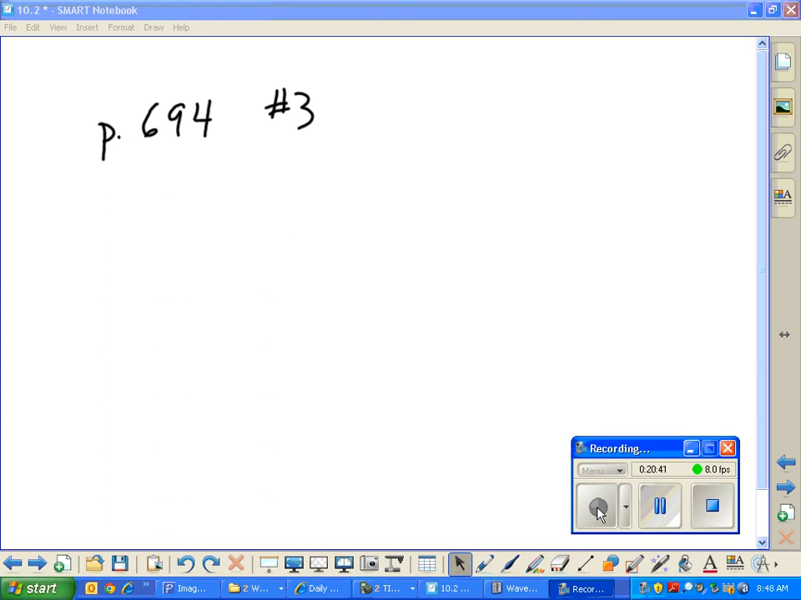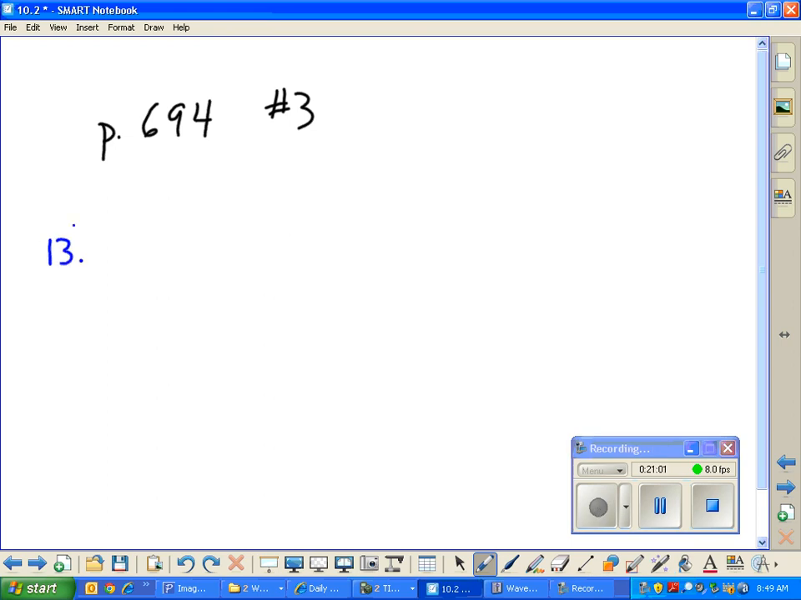To read the directions together on page 694 for problem number 13, the directions say find the number of possible 5-card hands that contain the cards specified. The cards are taken from a standard 52-card deck. So essentially, in number 13, the problem reads 5 face cards. This is me copying the problem. You do the same.